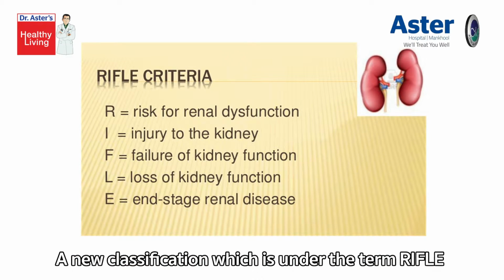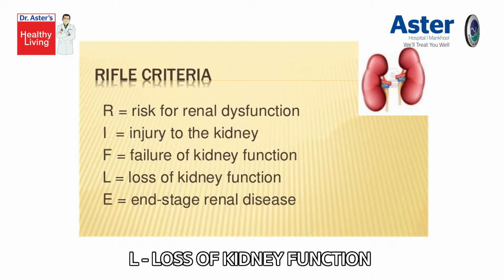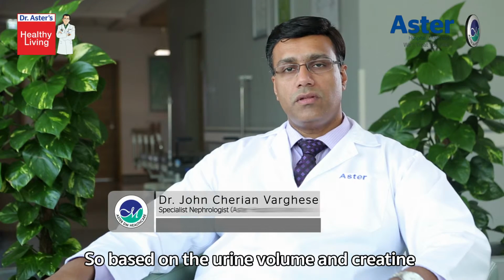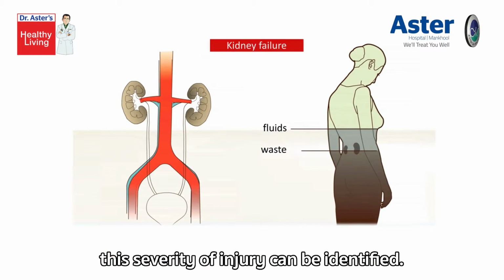A new classification is under the term RIFLE, which stands for R for risk, I for injury, F for failure, L for loss of kidney function, and E for end-stage kidney failure. So based on the urine volume and creatinine, the severity of the injury can be identified.